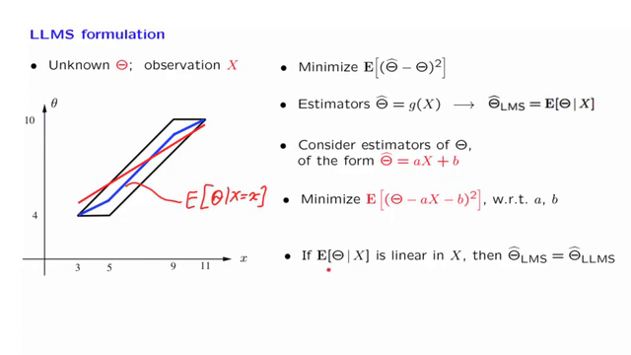But in general, this is not going to be the case. The conditional expectation may well turn out to be a nonlinear function of the data, as in this example, and in those cases, the linear least mean squares estimator is going to turn out to be different.